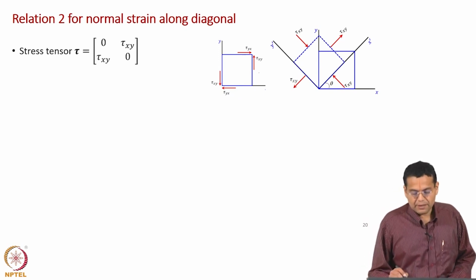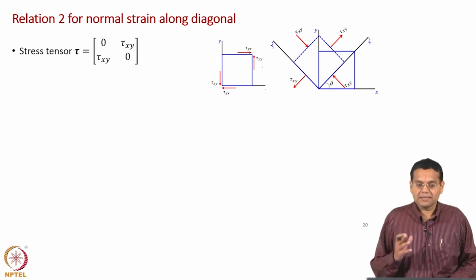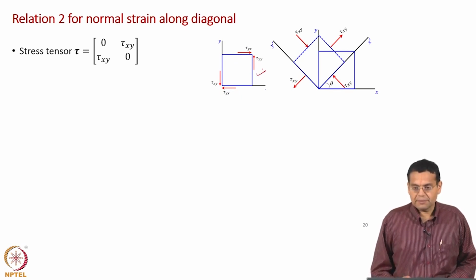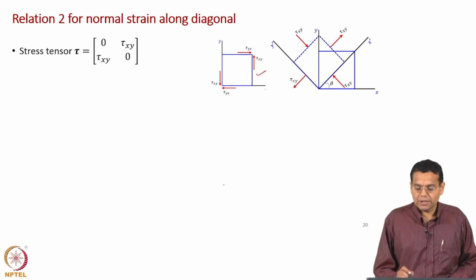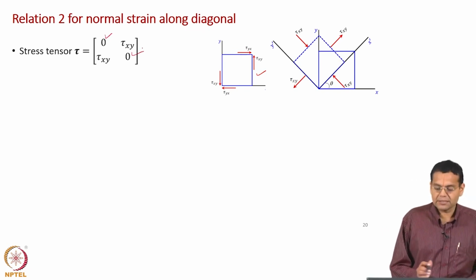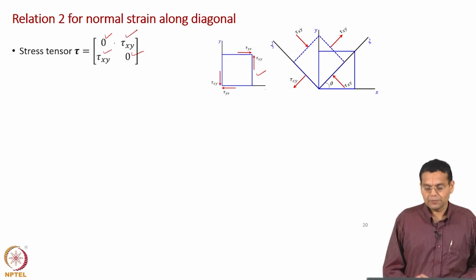Now, recall our discussion on stress element and stress tensor. We represent the condition in terms of a stress element subject to only pure shear stress. So, in terms of a stress tensor, the diagonal components are 0. Our stress tensor for this case has only tau xy and tau xy, no normal stresses.